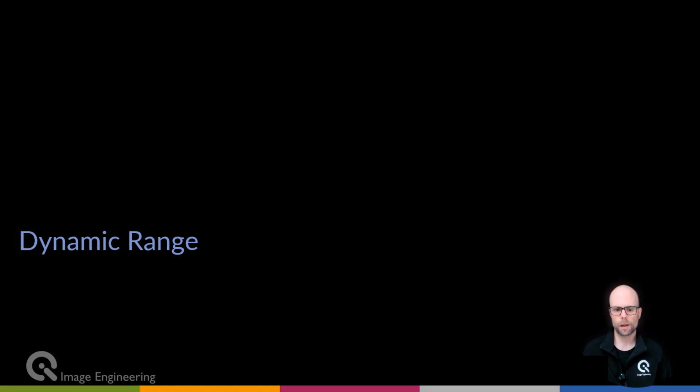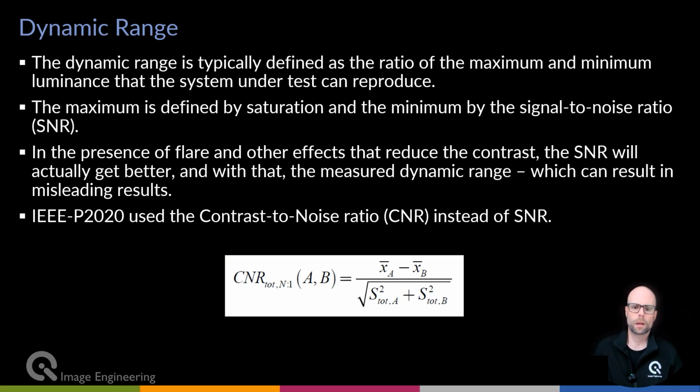So now have a look at another image quality factor: the dynamic range. Typically, dynamic range is defined as the ratio of the maximum luminance and the minimum luminance that a system under test can reproduce. The maximum is defined by saturation, and the minimum is defined by the signal-to-noise ratio. Typically, you say when the signal-to-noise ratio equals 1, you have a loss of information, and that's the lower limit, the minimum luminance.